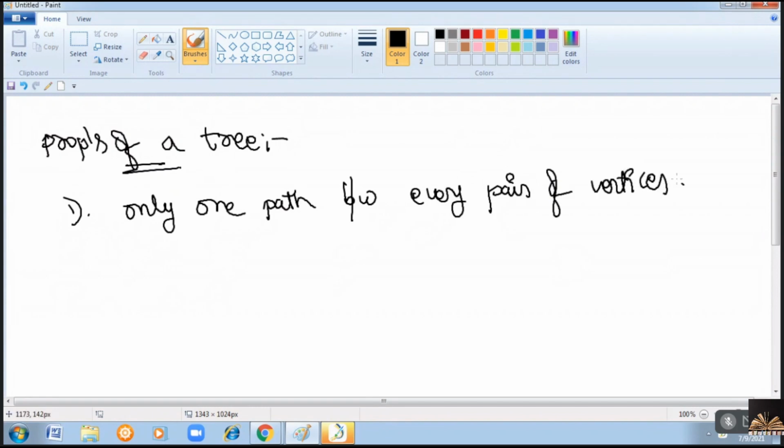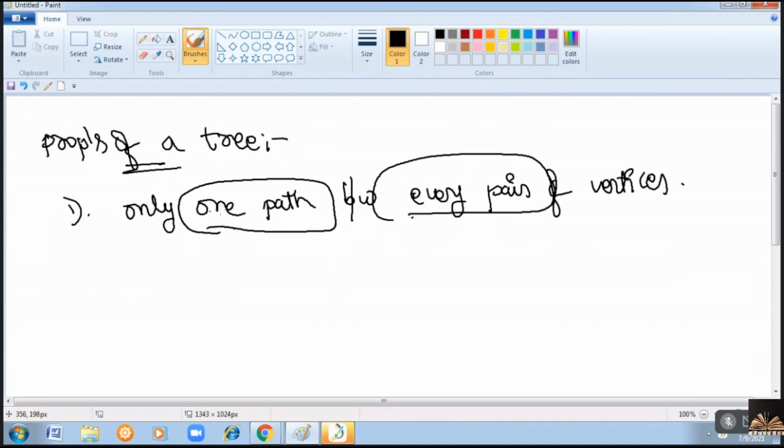So, in a graph, you may have multiple edges, right? But in a tree, you should not have multiple edges. Between every pair of vertices, there should exist only one path. Every pair of vertices, right?